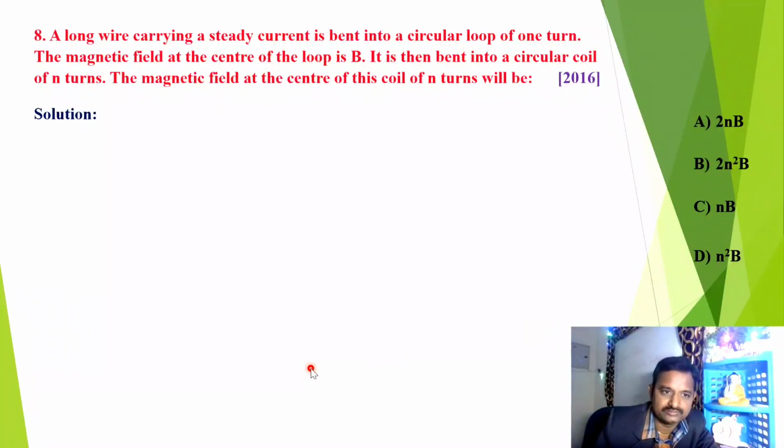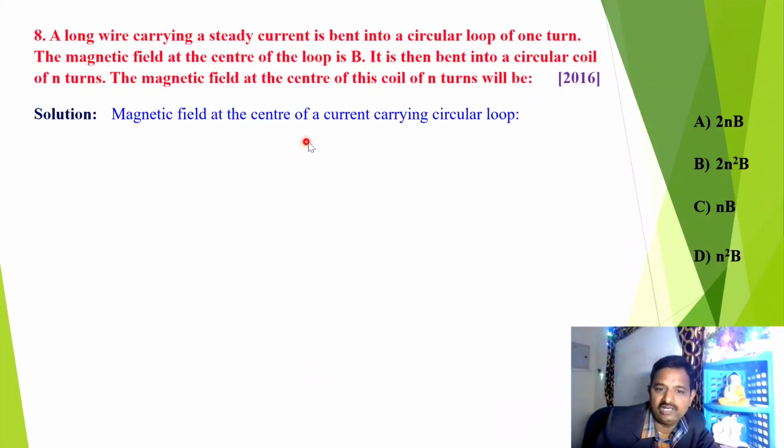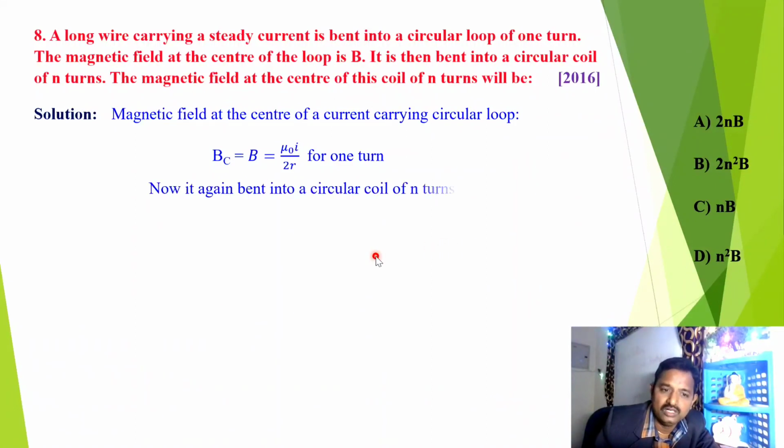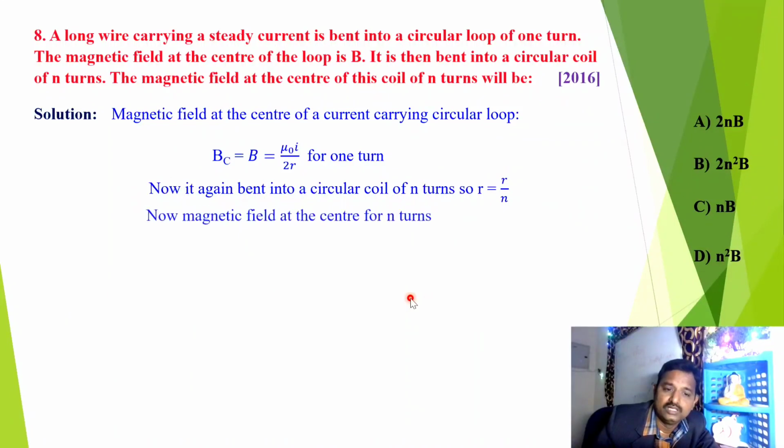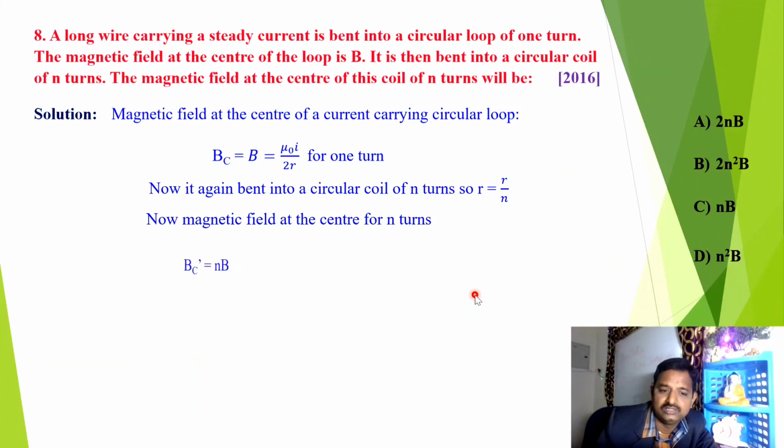Now we will do the solution. See, magnetic field at the center of a current carrying circular loop. They have given B, so B at center is equal to B is equal to mu naught I by 2R. It is for 1 turn. Now it is again bent into a circular coil of N turns. So here R becomes R by N. Now the magnetic field at the center for N turns, that is B dash, is equal to NB.